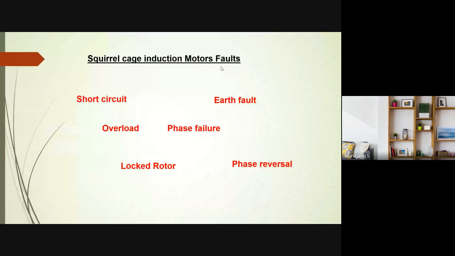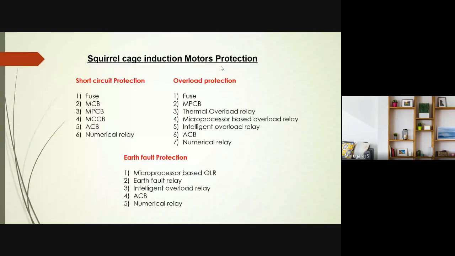When you take squirrel cage induction motors, various types of faults are possible, like short circuit, earth fault, overload, phase failure, locked rotor, phase reversal. These are some faults which are applicable for squirrel cage induction motors. For each fault, there is a protection device available. For short circuit protection, fuses are available, MCB, MPCB, MCCB, ACB, numerical relay.